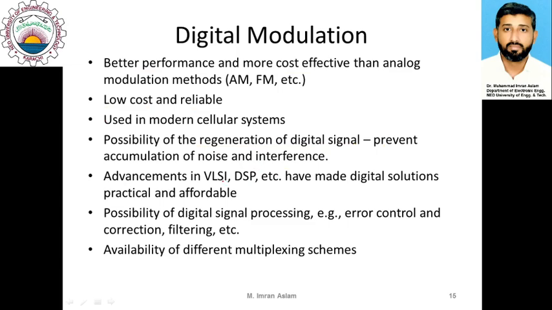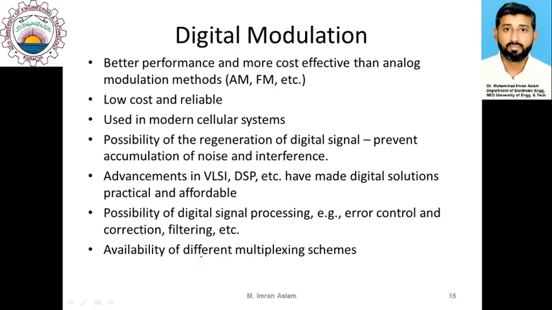Also, we have seen a significant advancement in different related technologies, including VLSI and digital signal processing methods, and they have become more practical and affordable from cost and reliability point of view. So with using these methods, we have got the advantages of having digital signal processing at a very low cost.